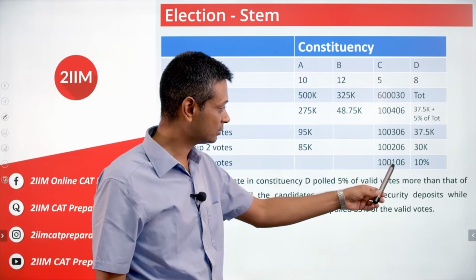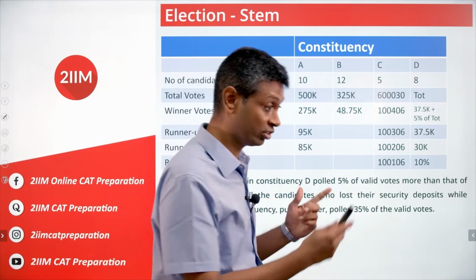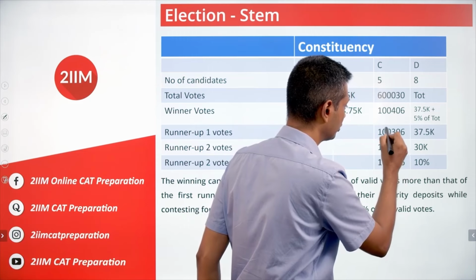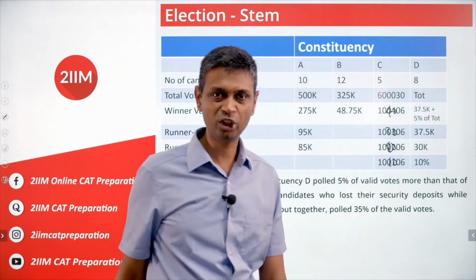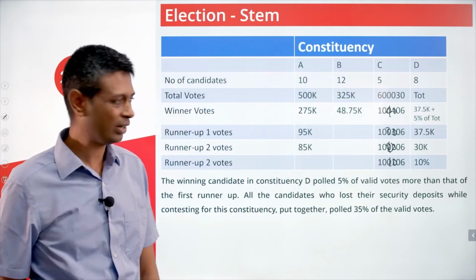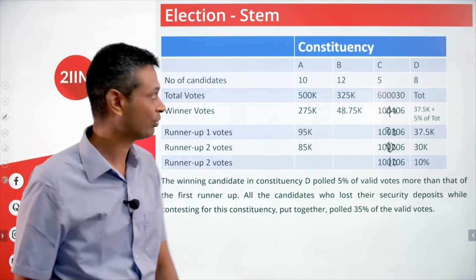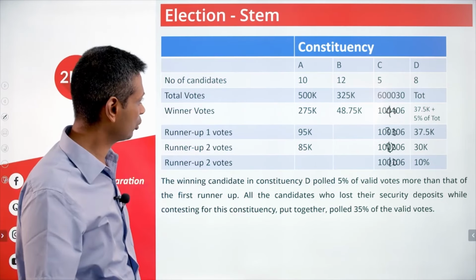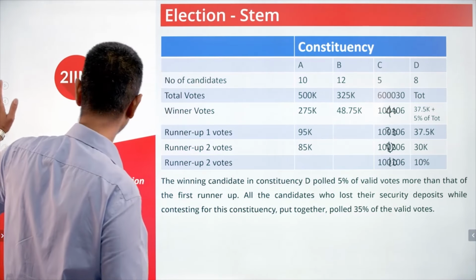Then 1,16,000. The numbers are wrong. 1,16,000, 1,26,000, 1,36,000, 1,46,000. The zeros are a little shifted, but don't worry. We have 1,16,000, 1,26,000, 1,36,000, 1,46,000. Done. We've got this entire table done for C. Only one possibility available there. Now let's move on to D.